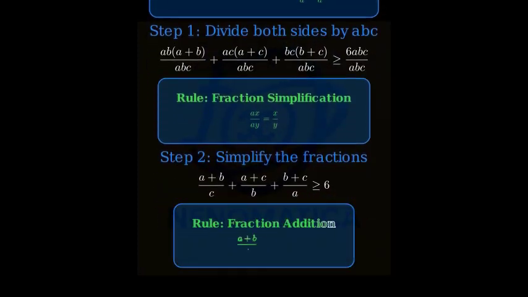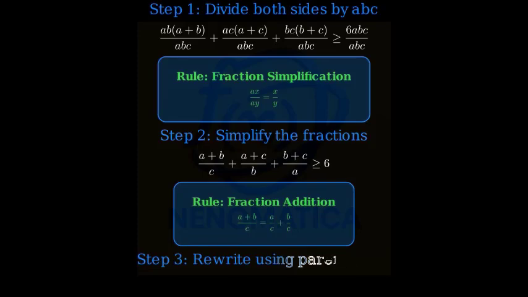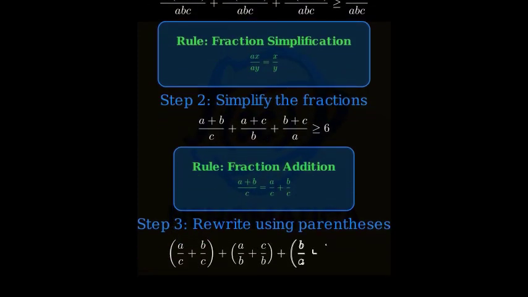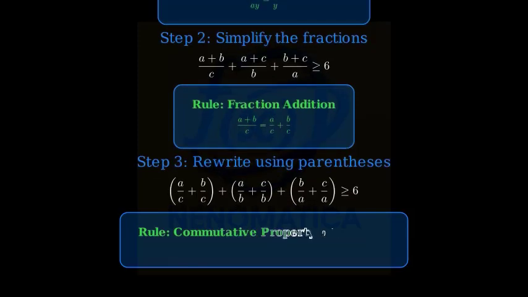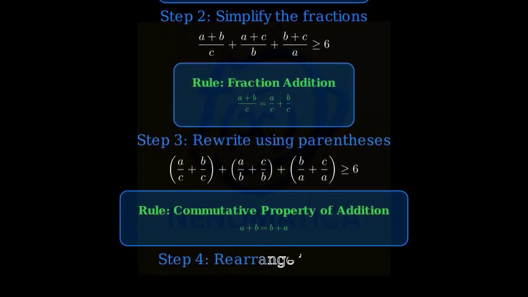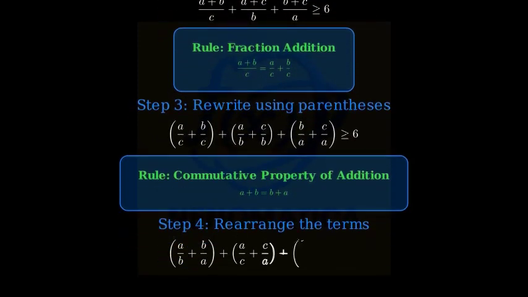Let's rewrite our expression using parentheses to group terms. We'll rewrite a plus b over c as a over c plus b over c. Similarly, we'll rewrite the other fractions with the same approach. Now, let's rearrange these terms to group them differently. We'll group the a over b with b over a, the a over c with c over a, and the b over c with c over b.